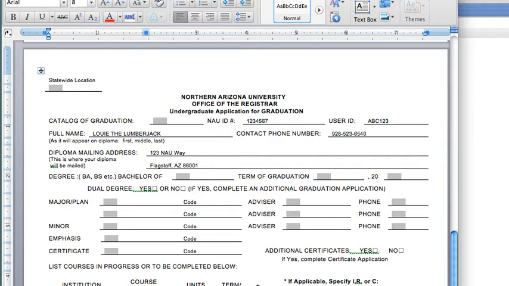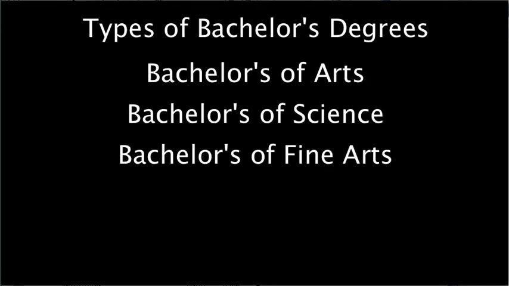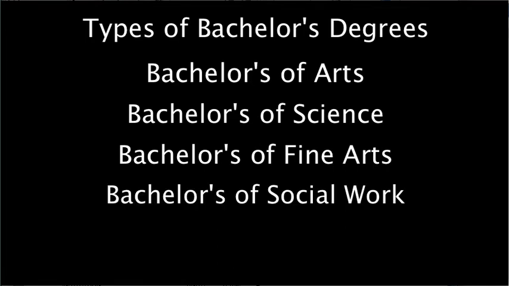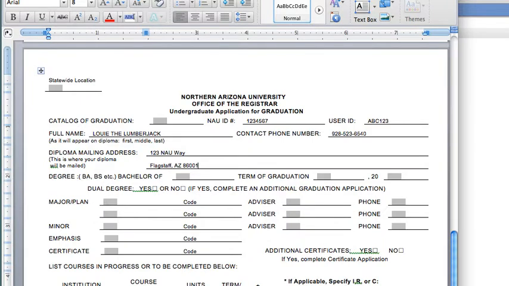Okay. The next area we're going to fill in is information about your degree. Bachelor's of something. There are many different types of bachelor's degrees at NAU. The main types we have in SBS are Bachelor's of Arts, Bachelor's of Science, Bachelor's of Fine Arts, Bachelor's of Social Work, and Bachelor's of Science in Journalism. If you're still unsure, when we go to the Degree Progress Report, I will show you where you can find that. For those students who are dual degrees, if you have 2 majors, they may be different bachelor's types, which would be a dual degree versus a dual major.